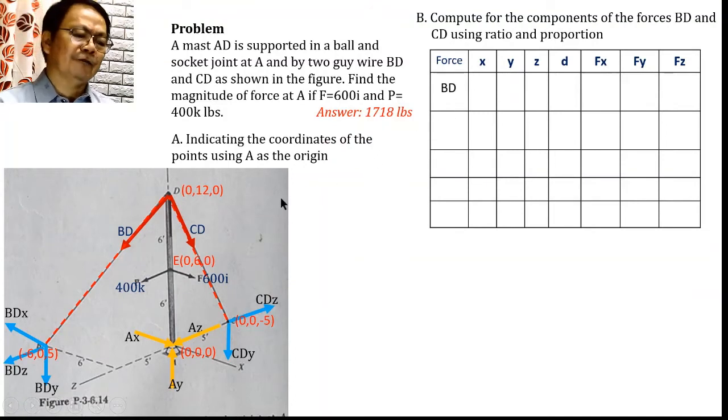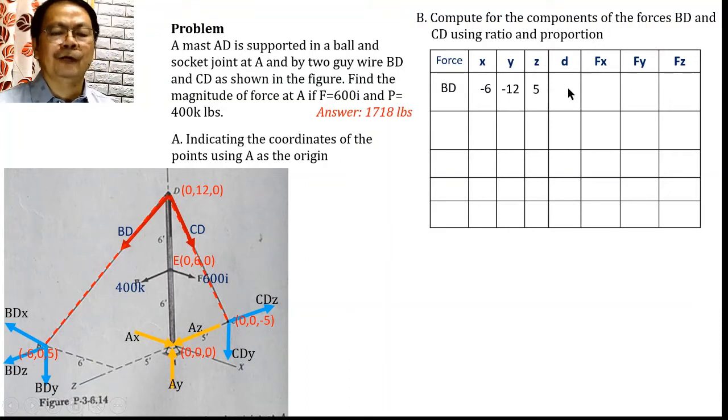Since it is directed from D towards B, the value of X shall be the coordinates of point D minus the coordinates of point B minus the coordinates of point D. So this becomes, the X here will be negative 6 minus 0, so it comes out to negative 6. This one, 0 minus 12, comes out to negative 12. This one is 5 minus 0, so this will be 5.